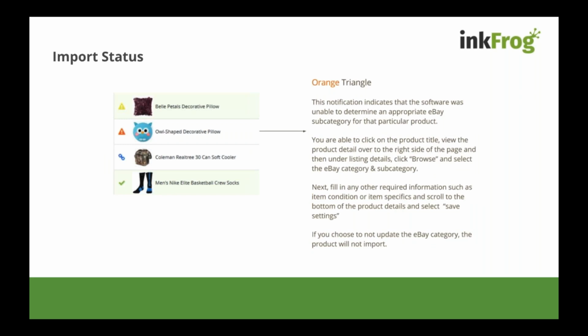And the next is an orange triangle. This notification indicates that during the mapping process, for whatever reason, maybe there were a few different keywords, the system was a little bit unsure on what exact eBay categories and subcategories the particular product should go in. That's where you're going to see this orange triangle. These products will not be able to import until an eBay category and subcategories have been selected. So anytime you see an orange triangle, just know that you'll need to load the product details in order to update the eBay category and subcategories for the product to be able to be imported.